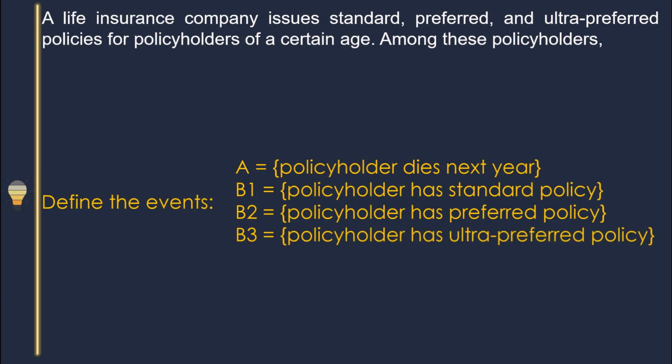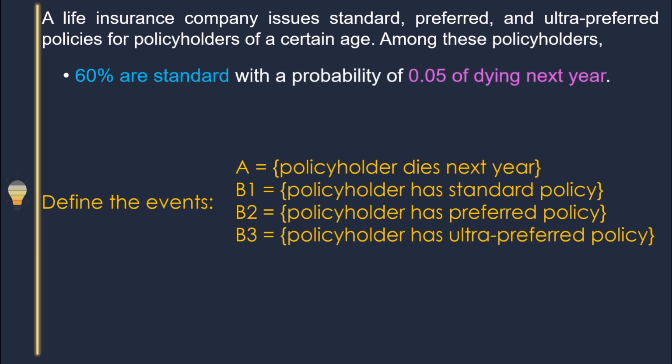Now let me write down the given information, the given probabilities. First one, 60% are standard. What is the standard? B1. Therefore, the probability of B1 is 0.6. But what is the rest of the sentence? 60% are standard with the probability of 0.05 of dying next year.